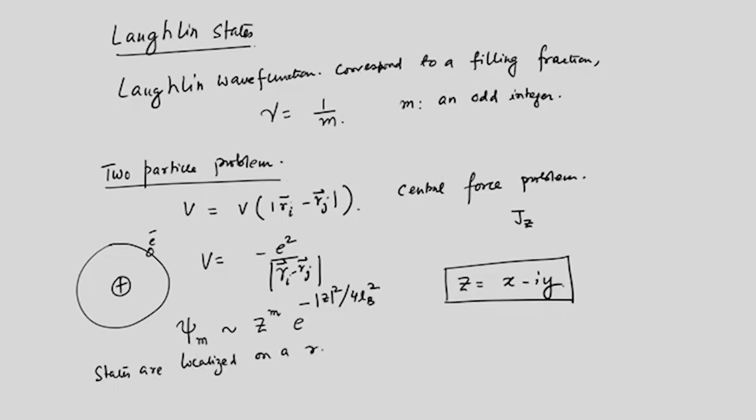on a ring of radius r, which is given by root over 2m times lb, where lb is the magnetic length that we have talked about several times. Okay. M is the angular momentum.